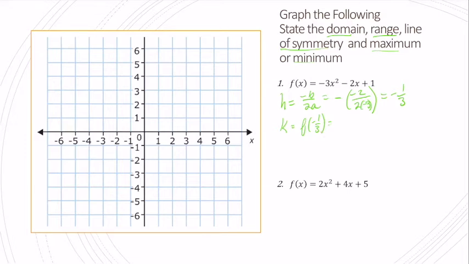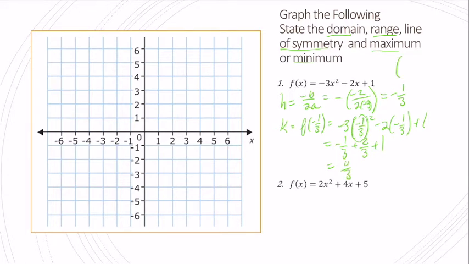negative 1/3. So that equals negative 3 times negative 1/3 squared minus 2 times negative 1/3 plus 1. So negative 1/3 squared gives me a positive 1/9, times negative 3 gives me negative 1/3. Negative 2 times negative 1/3 gives me a positive 2/3, plus 1. So I am left with 1/3 plus 1, which is 4/3.